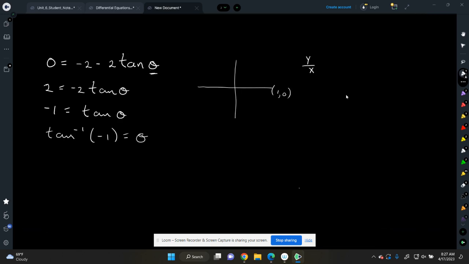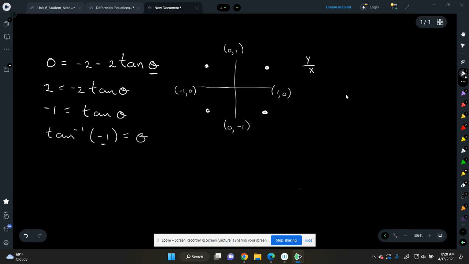So on the axis, the tangent is either going to be 0 or it's going to be undefined. So it's not one of the axes, and that's one of the common mistakes. We have to be careful. Anytime it's on the axis, it's either 0 or undefined. So where is tangent going to be 1? It's going to be at the 45-degree marks.